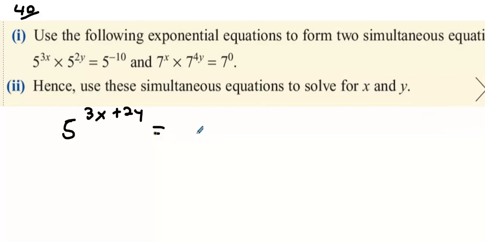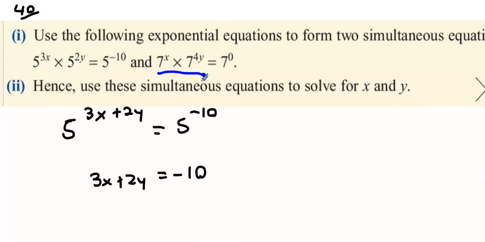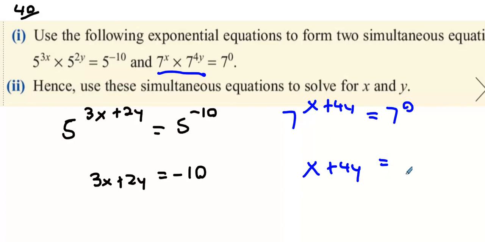And that equals 5 to the power of? Then it's 3x plus 2y equals? Next one. Go over it. What did you get for the 7 part? x plus 4y equals 7 to the power of 0. And what's your next one? x plus 4y equals? The power equals power. No, power equals power. The 7s disappear.